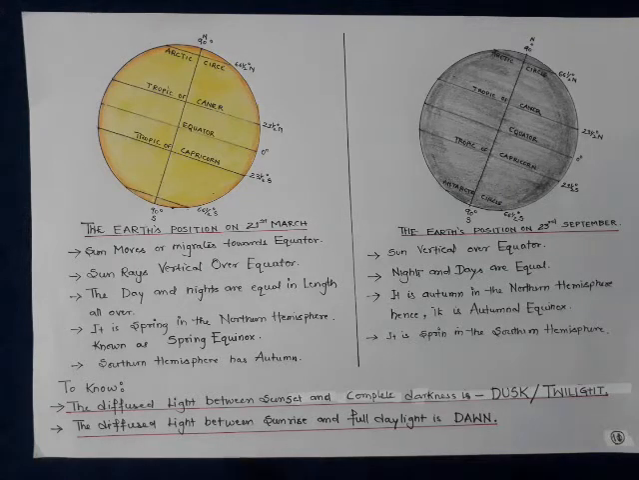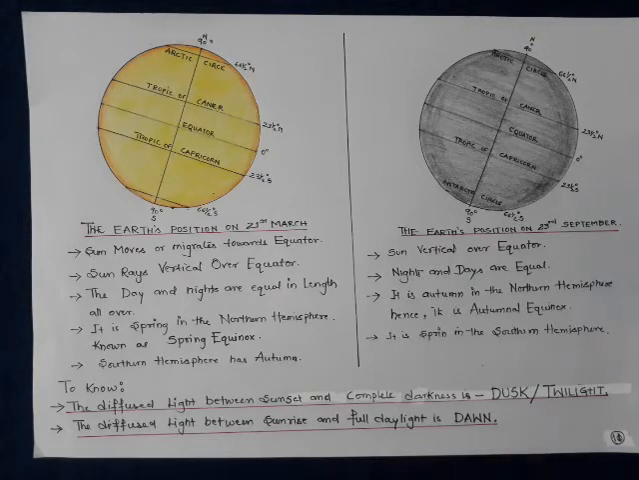And students, what you are supposed to know is that the diffused light between the sunset in the evenings and the complete darkness is known as dusk, D-U-S-K, and twilight, T-W-I-L-I-G-H-T. And the diffused light between sunrise and full daylight, that means at the time when the sun is rising and until the sun is fully over the sky, giving full light, is known as dawn.